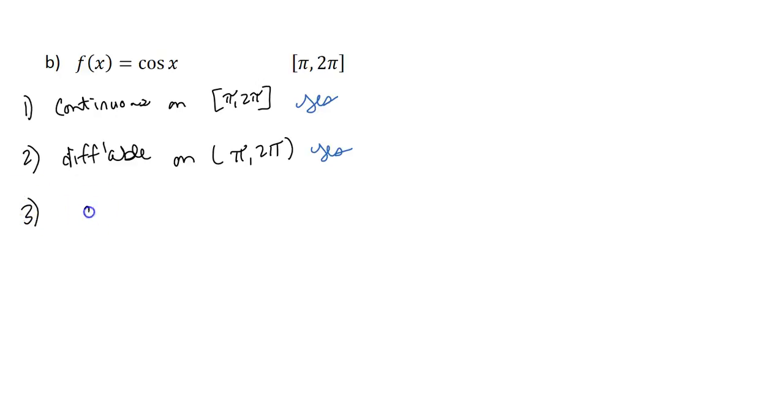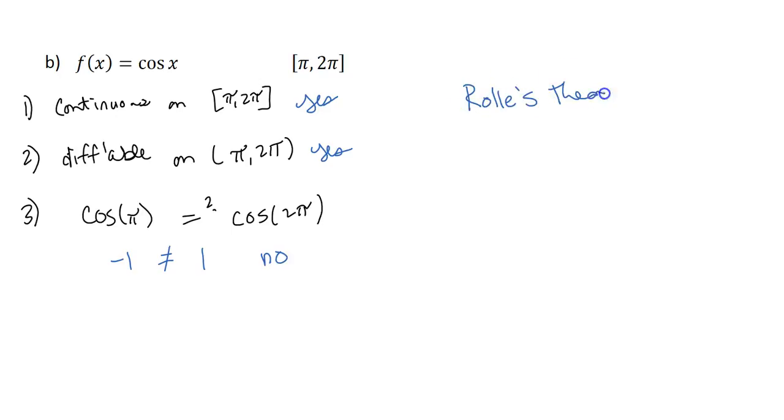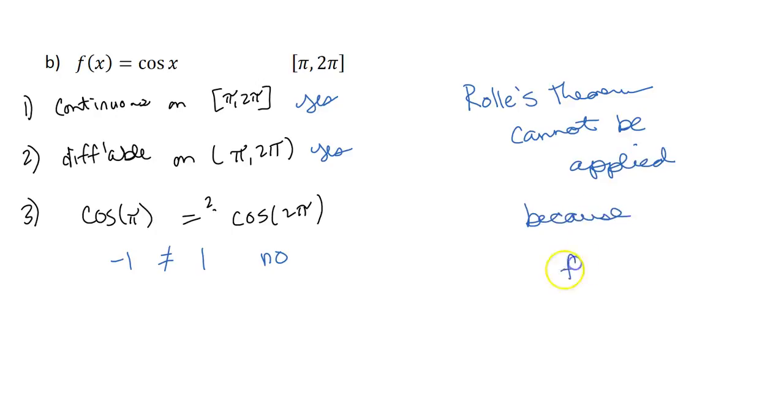Number 3, we want to know, is cosine of pi equal to cosine of 2 pi? Well, in this case, the answer is no, because negative 1 is not equal to 1. So the answer here is no. So that tells us that Rolle's theorem cannot be applied here, and that's because f of a is not equal to f of b. So we're done. That's it.